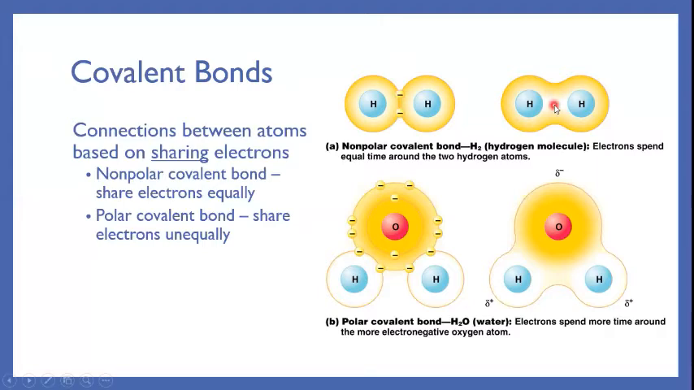Because they're sharing, they don't have a positive or a negative charge. They're still neutral. They each have 1 proton, so a positive charge and a positive charge, and they're surrounded by 2 negative charges. So they're still neutral. We call this a nonpolar bond because the hydrogen electrons do not spend more time with one hydrogen than the other, so the charge is going to be balanced across the molecule.